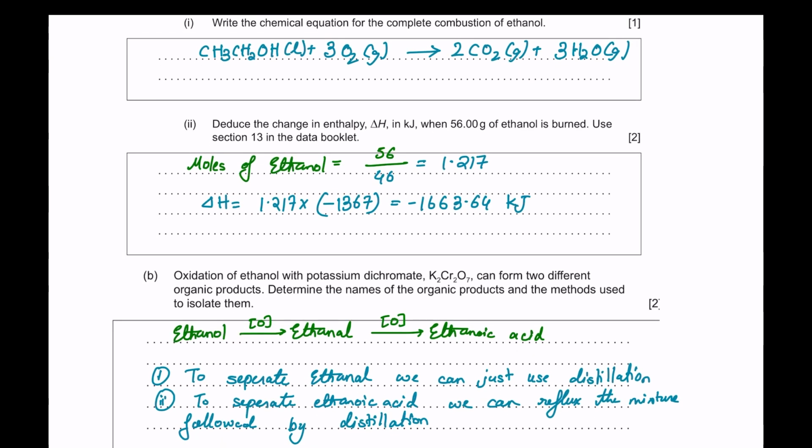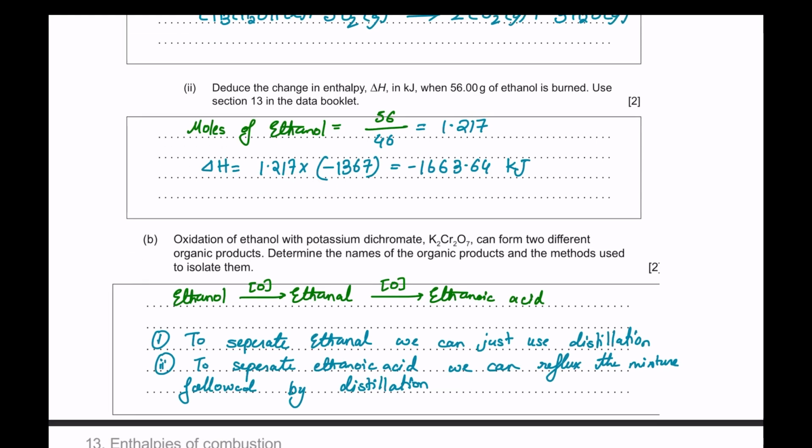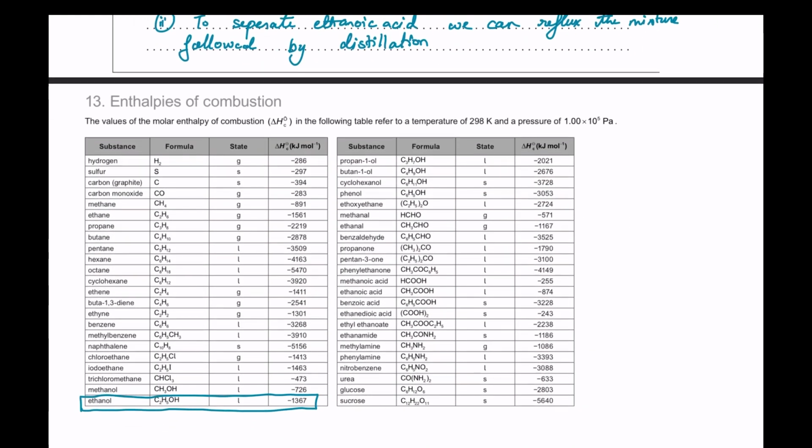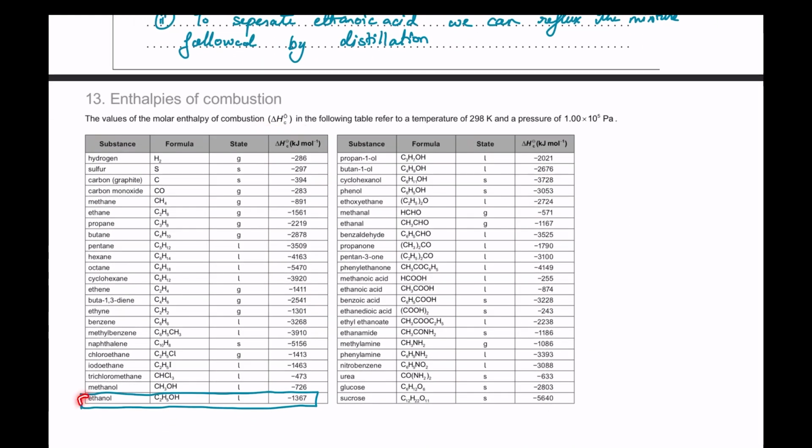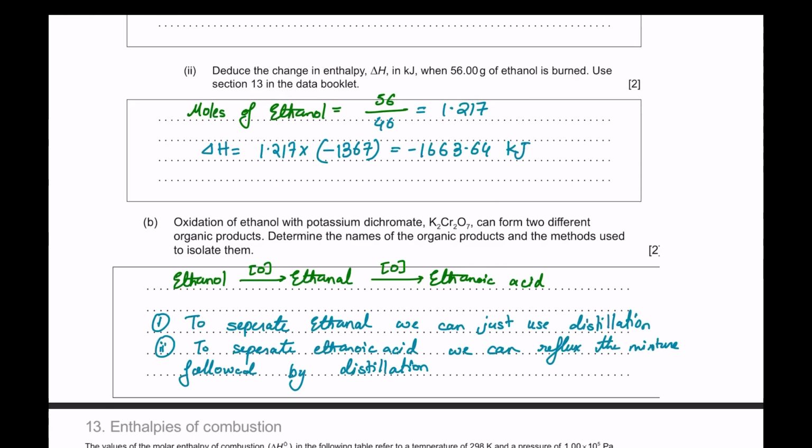The next part, we have to deduce the enthalpy change when 56 grams of ethanol is burned, and we have to use section 13 of the data booklet. So for 56 grams, firstly, let's find the moles. Molar mass of ethanol is 46, so 56 divided by 46 will give us the moles, that is 1.217. Now the total enthalpy will be these moles times the enthalpy of combustion of ethanol, which we will get from section 13. Upon coming to section 13, you will get the enthalpy of combustion values. Find ethanol here in liquid state, and you will get minus 1367. So 1.217 times minus 1367 will give you minus 1663.64 kilojoules. That is the final and total enthalpy value.